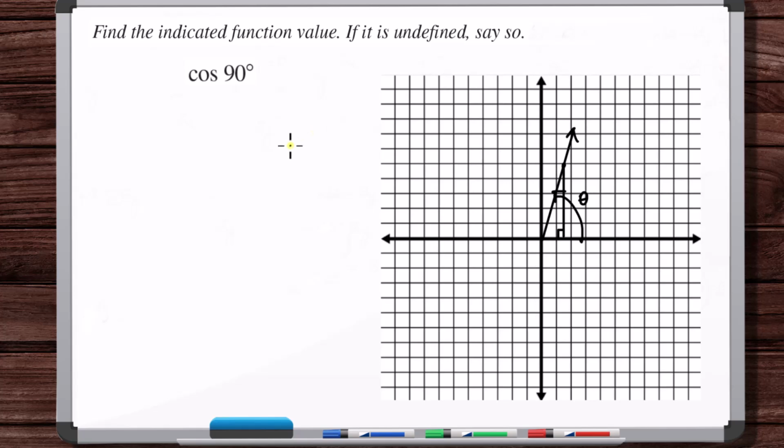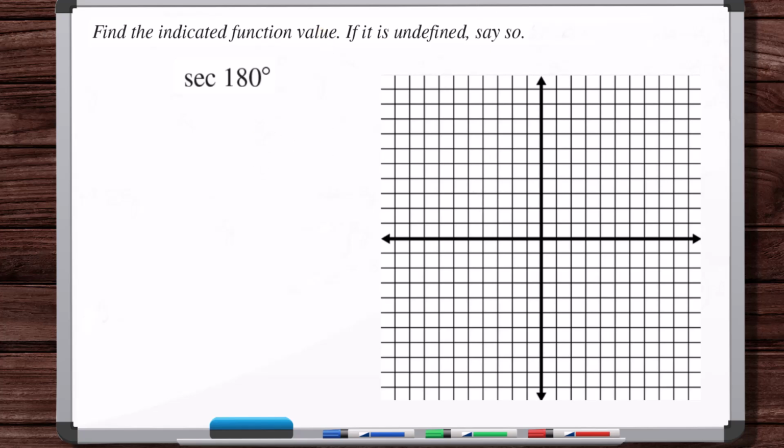Okay, so what is the cosine of 90? Well, cosine is adjacent over hypotenuse, right? The hypotenuse, the radius, is always just going to be the positive radius, depending on the point you choose. But what happens to the adjacent for the case of 90 degrees? Well, it becomes 0. So cosine of 90 is going to be 0.